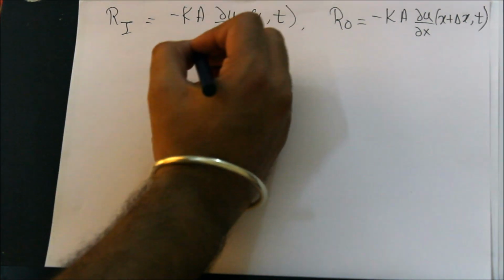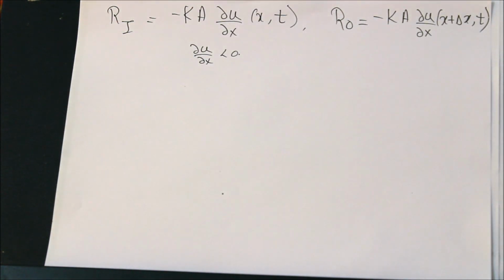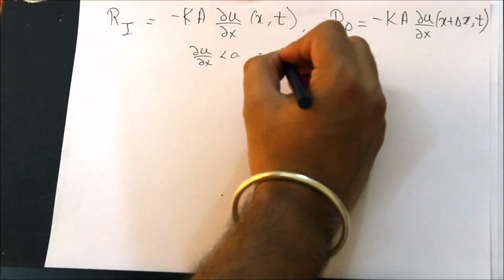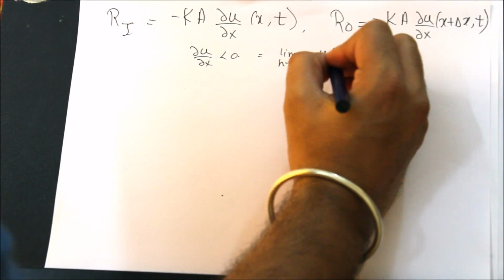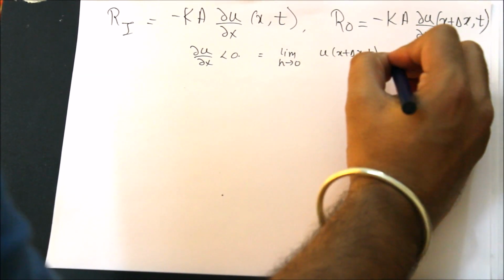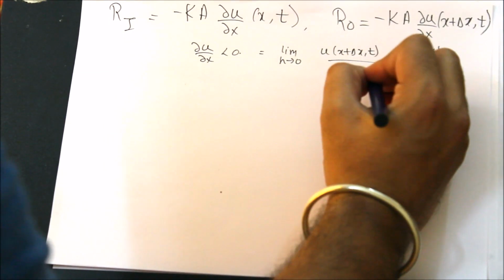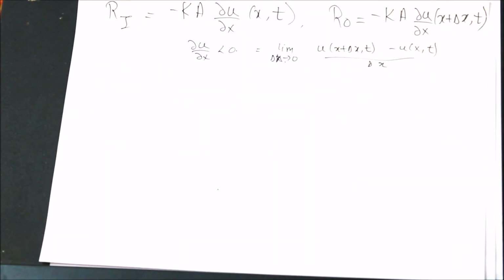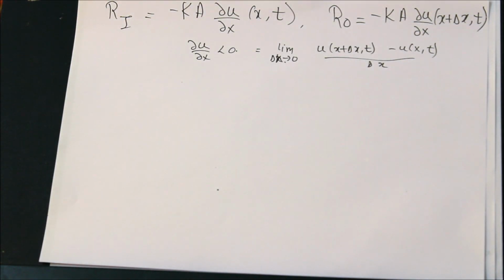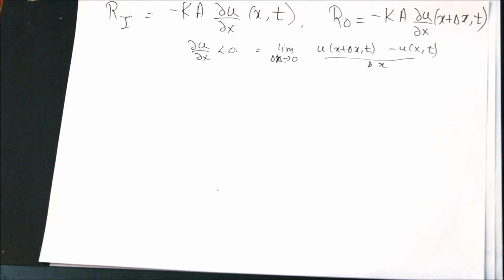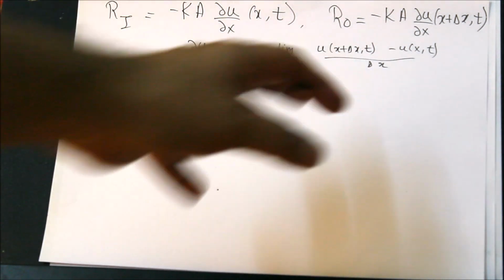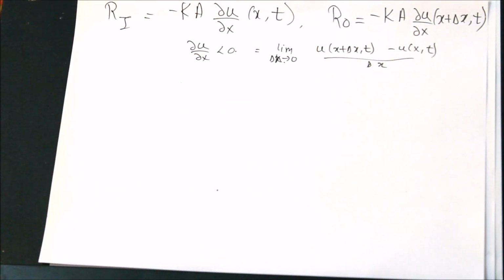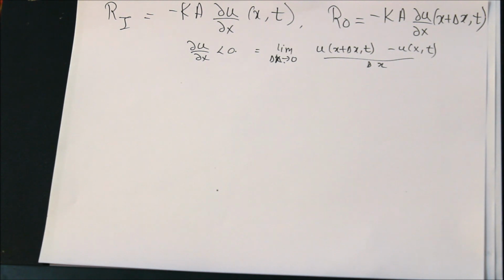As you can see, in our case del u by del x is negative, because the heat is flowing from high temperature to low temperature. This is the limit as h goes to 0 of u of x plus delta x comma t minus u of x comma t, over delta x. This is what del u by del x is. And as the heat is going from high to low temperature, this term is negative, because it is a lower value. So this term is negative, and so Ri becomes positive. Similarly, my Ro is positive. Just a small observation.